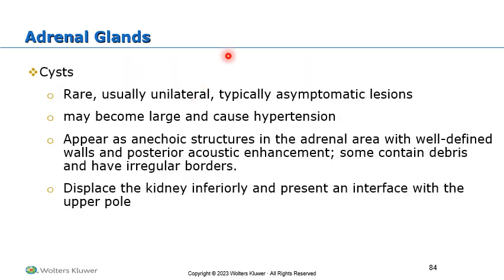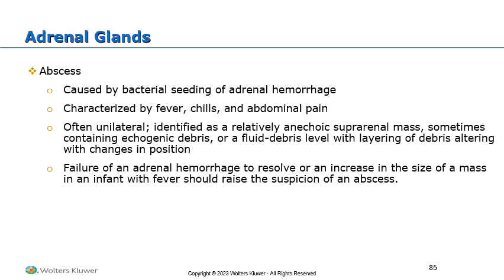Okay, cysts in the adrenal glands are pretty rare. Usually they're unilateral and usually asymptomatic, but they can become large, and if they become large enough and affect that glomerulosa layer, then they can affect the angiotensin-renin feedback system, and that would result in hypertension. Cysts are going to appear like cysts, so these would follow all the same criteria for a cyst. They can also displace the kidney inferiorly, and that might draw your attention by noting the abnormal placement of the kidney. It might draw your attention to the adrenal gland.